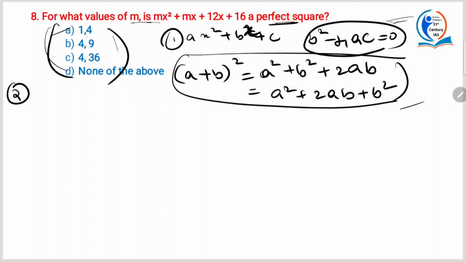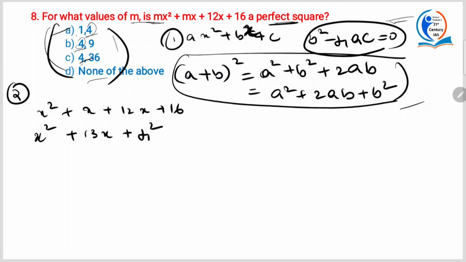Now, substitute. See, 4 is common in all the options, so don't check for 4. We'll check it at the last, because none of the above is also given. So 4, you keep it aside. Only check 1, 9 and 36. So substitute m is equal to 1 in this equation. What are you getting? x square plus x plus 12x plus 16, that is x square plus 13x plus 4 square. Can you write this in the form of 2ab? No, right? So this cannot be written as a perfect square. Therefore, for m is equal to 1, it is not a perfect square. Option A is ruled out.